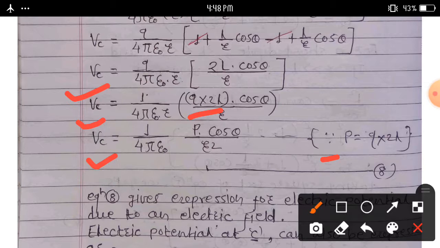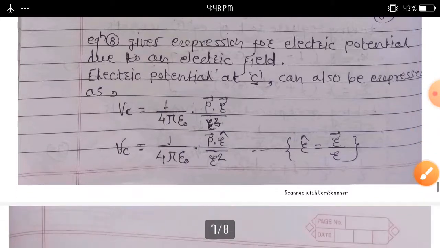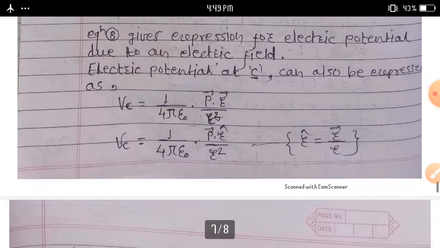Then the electric potential at C can also be expressed as Vc is equal to 1/4πε₀ into p⃗·r⃗/r³.